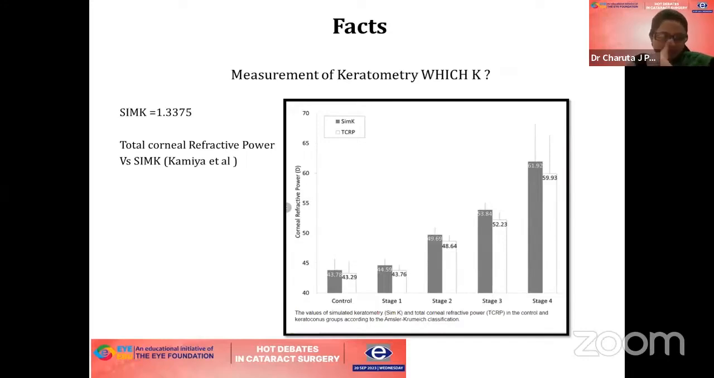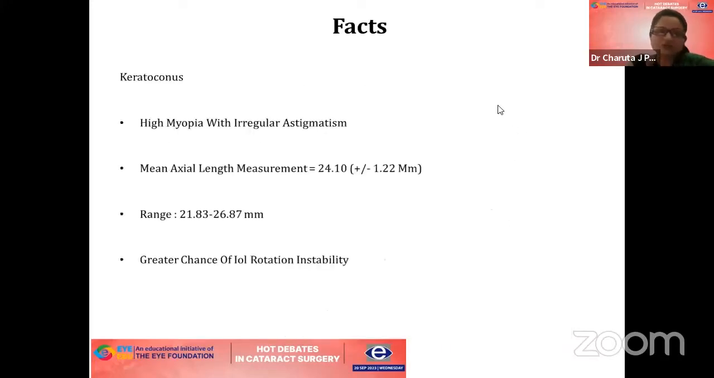Now, Kamiya et al. calculated the total corneal refractive power, TCRP, using ray tracing methods. And this considers both anterior and posterior corneal surfaces in keratoconus, and he compared it with the SimK value. As you see in the graph, the degree of variation between SimK and the TCRP values in keratoconus eyes is markedly high as compared to those in normal eyes, and this difference becomes more evident as the disease progresses. So likely the cause of hyperopic refractive error post cataract surgery in keratoconus patients is due to the overestimation of this TCRP. Another factor to add to that is the decentered cone, which doesn't coincide with the visual axis.